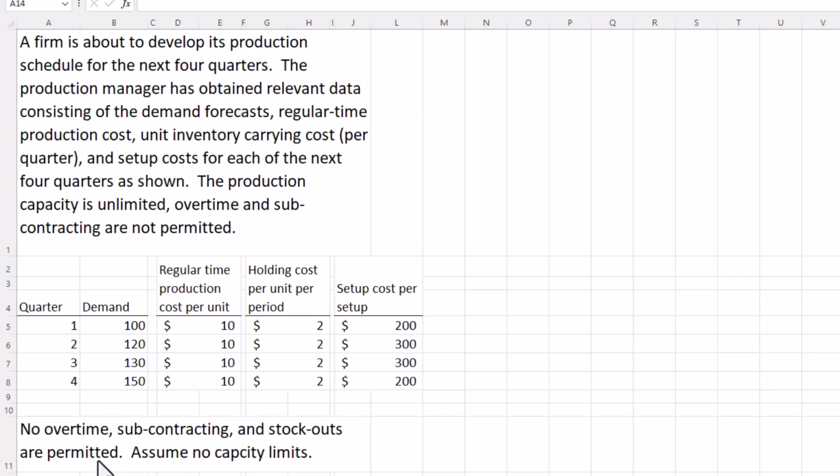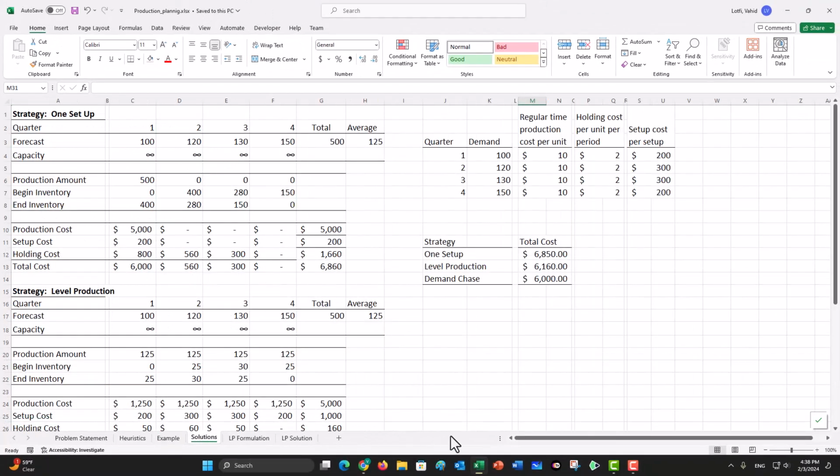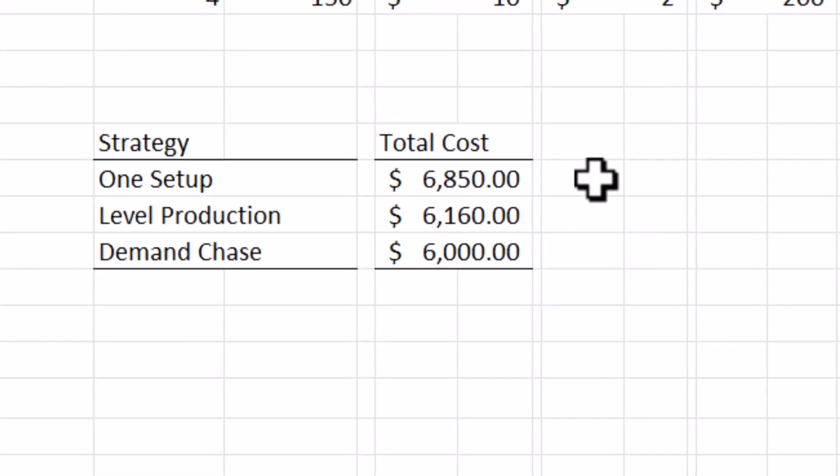And of course, again, no overtime, subcontracting, or stockouts were permitted, and we assumed there was no capacity limit. If you recall, we used 3 heuristic procedures to solve this problem. In the heuristic where we only used one setup and produced everything in the first period, the total cost was $6,850. When we used the level production strategy, the total cost came to $6,160. And when we used the demand chase strategy, the total cost came to $6,000.